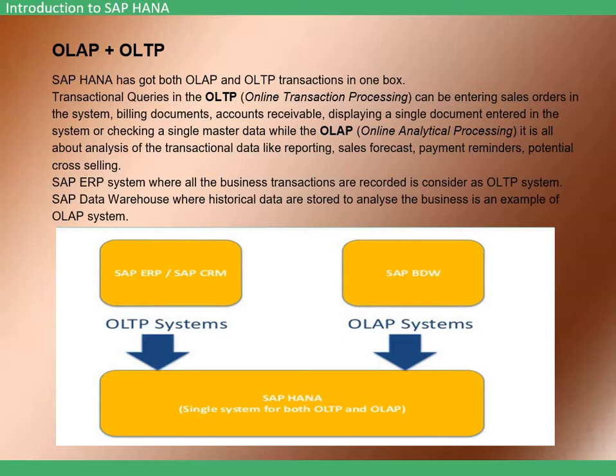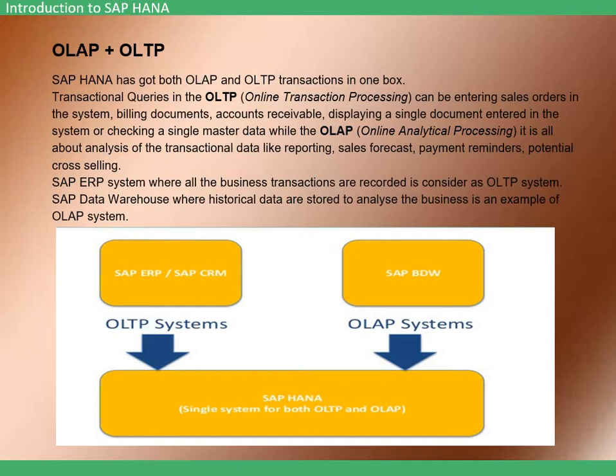Whereas the retrieving, processing, and analyzing of historical data, the large volume of data, is stored in an OLAP system, the online analytical processing system. SAP HANA has both OLTP and OLAP capability, equal in nature. One single system has both capabilities, so we need not go for different systems for OLTP processing and OLAP processing.